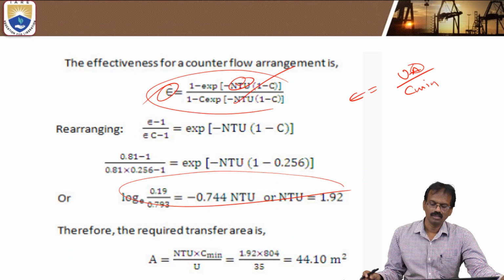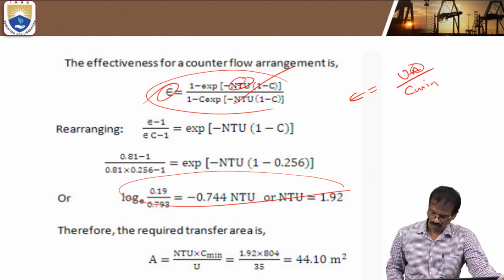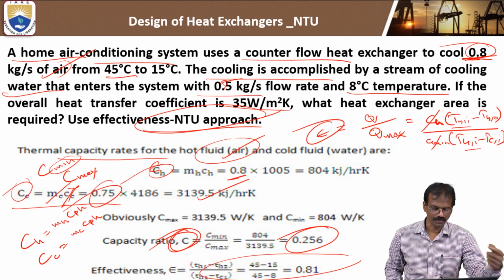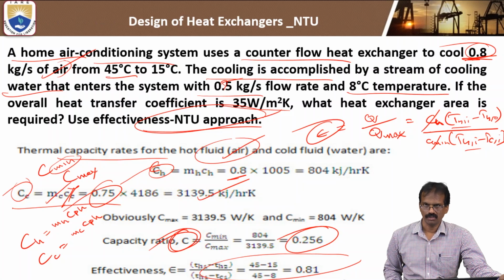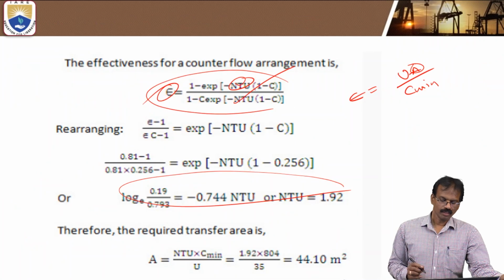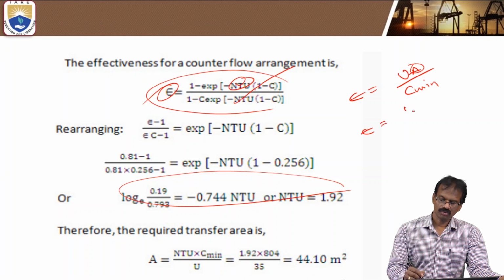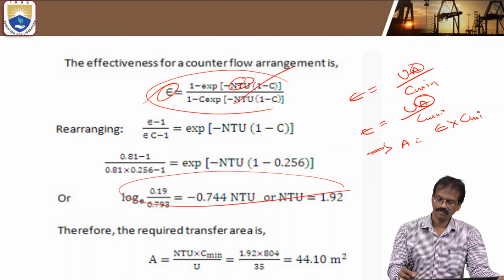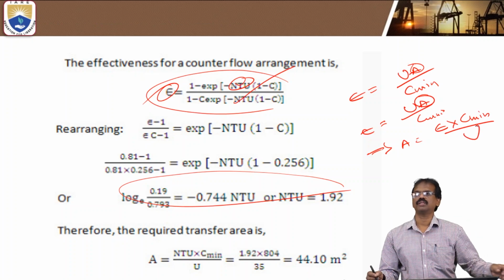We don't know the area. So we have to use this formula, effectiveness formula, Q actual by Q max. Okay. Then you can find out the area. Effectiveness is equal to UA by C minimum. Then you have to find out the area. Area is equal to effectiveness into C minimum by U, overall heat transfer coefficient.